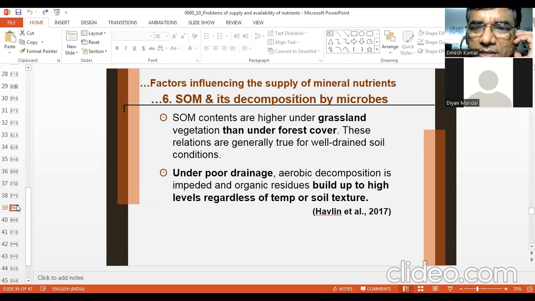These relations are generally true for well-drained soil conditions. Under poor drainage, aerobic decomposition is impeded and organic residues build up high levels of organic matter regardless of temperature or soil structure. So if your drainage is poor, a waterlogged condition, under those conditions you will get higher accumulation of organic matter compared to aerobic conditions.